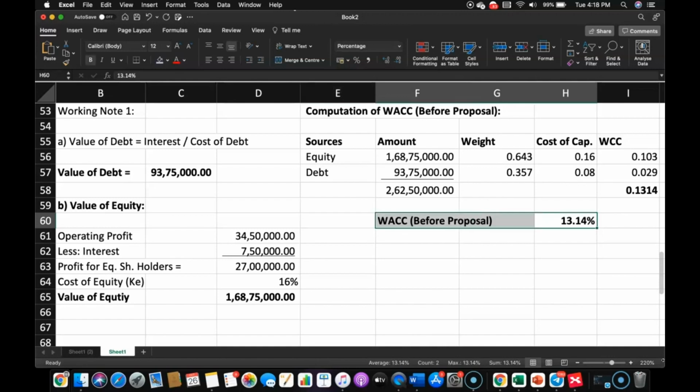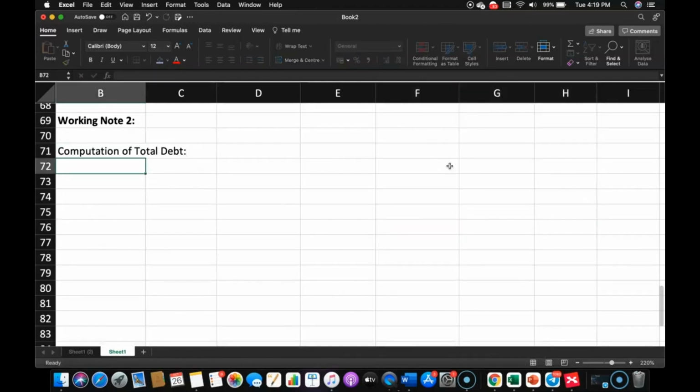Now we have to find out what is the weighted average cost of capital after proposal. So that requires another set of workings, because the entire new funds are coming in the form of debt. Okay. And there will be some impact on profit available for equity shareholders. As a result, there will be impact on overall weighted average cost of capital. Okay, let's do that. We'll have working note number 2.